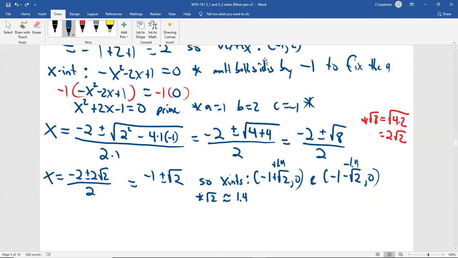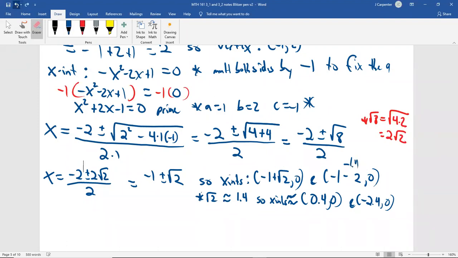So the x-intercepts are about, again, negative 1 plus 1.4 is 0.4, so 0.4 comma 0, and negative 1 minus 1.4 is negative 2.4 comma 0, again, approximately. Let's even, instead of using the equal sign, use the approximate symbol there. There we go. So there are 2 points.